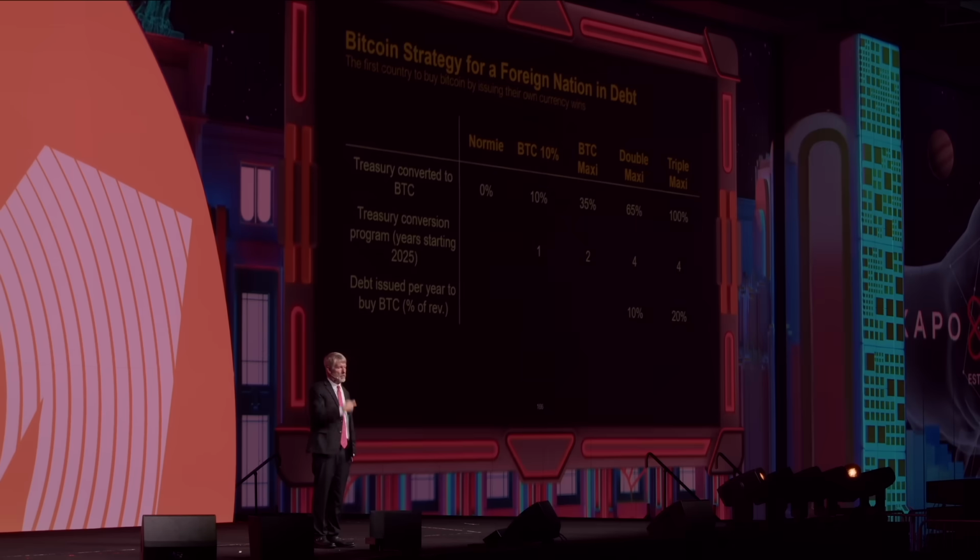The maxi is you put a third of your treasury into this. A double maxi is 65%, and a triple maxi is put all your treasury into it and start issuing debt. For those of you who can actually read, the subtext of this is the first country to buy Bitcoin by issuing its own currency wins. This is simple. You print paper.